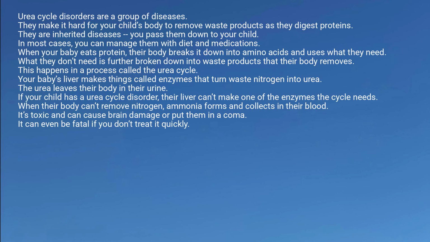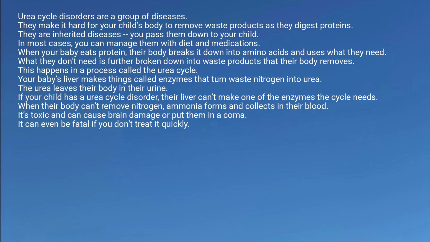When your baby eats protein, their body breaks it down into amino acids and uses what they need. What they don't need is further broken down into waste products that their body removes. This happens in a process called the urea cycle. Your baby's liver makes things called enzymes that turn waste nitrogen into urea. The urea leaves their body in their urine.